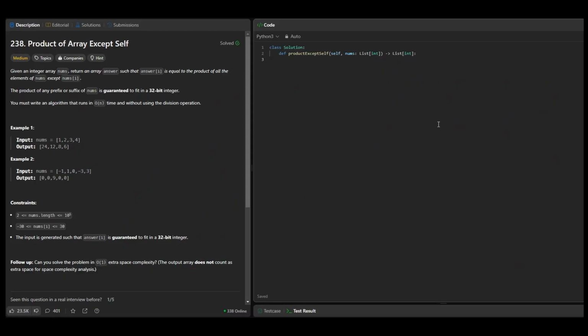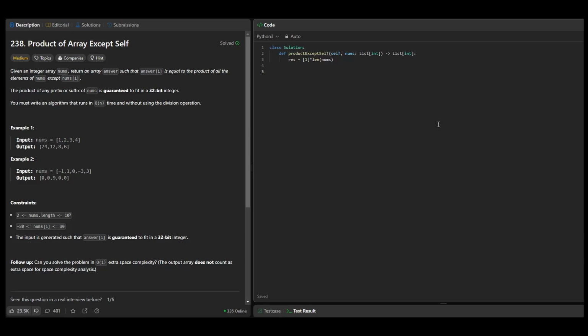We are here in the code editor. We have this function given and a nums array, and we are supposed to return a list. That would be the result. Let's create a list result. I would assign it with 1, the identity element for multiplication, multiplied by the length of nums. I want this to be of size length of nums.